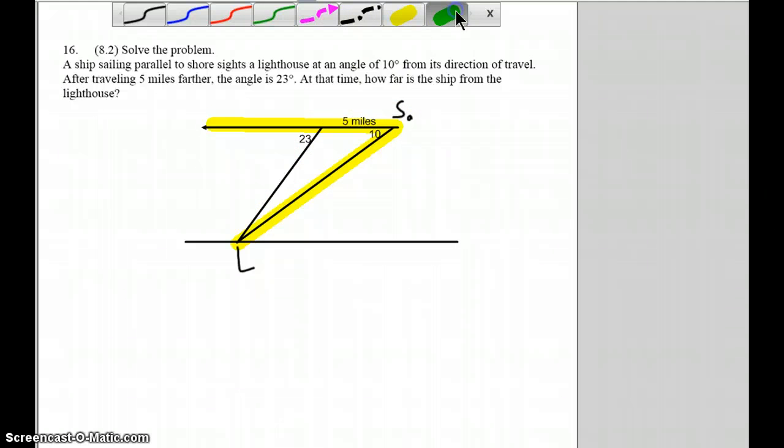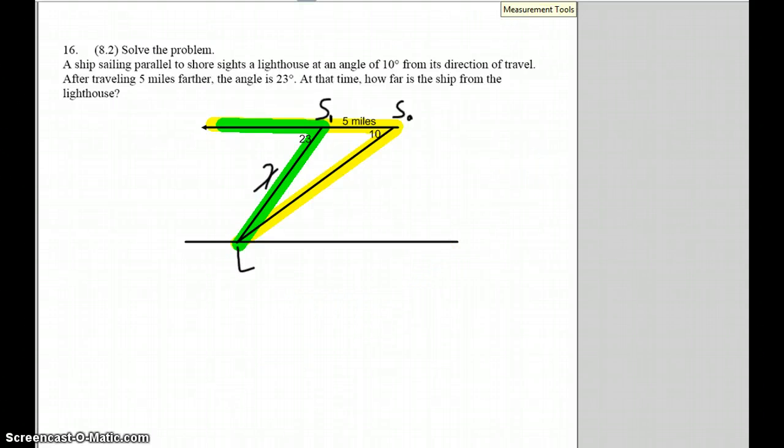The next angle still references the direction of travel of the ship and the line of sight of the ship. So this is the next location of the ship after it travels 5 miles. That's why that's 23 degrees. The problem is asking us to find the distance from the ship to the lighthouse. So once the ship travels 5 miles, we want to know the distance from the ship to the lighthouse. So this is the triangle that we need to solve.